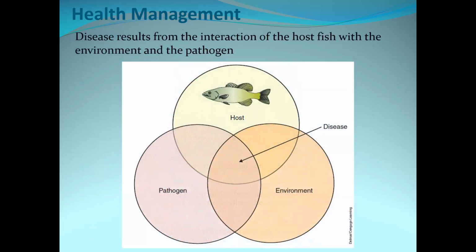Like I said before, disease results from the interaction of the host fish with the environment and the pathogen. Yeah, so you can see where the circles, like in Maths, in Maths we learn the intersection and all these different sorts of things, right? So as disease really takes place when the conditions are right for the pathogen, and it takes effect, there's an interaction again between the host, the pathogen, and the environment. So it's this little section here where all come together.